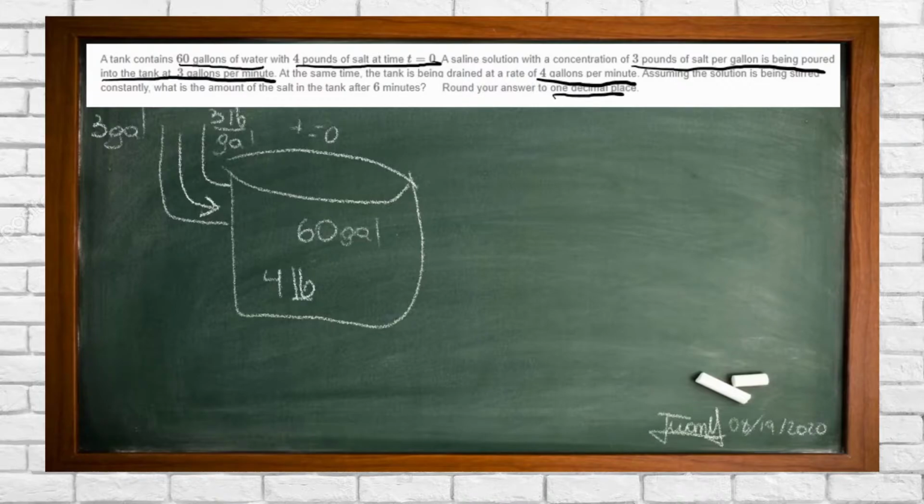So what we're having here is that our tank is also being drained by 4 gallons times the tank's concentration. Since what we know is 4 pounds of salt plus the amount of salt that is entering the tank, what is draining is all of that, the tank's concentration. All right. So let's start by setting up the differential equation.